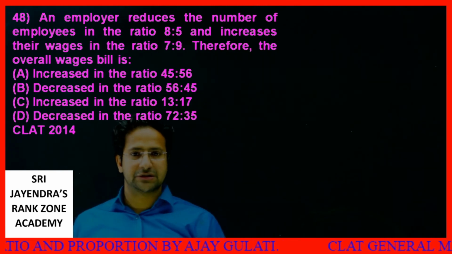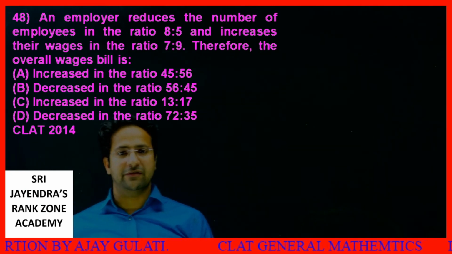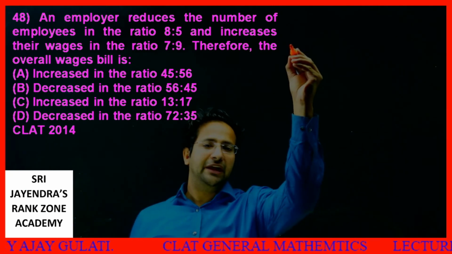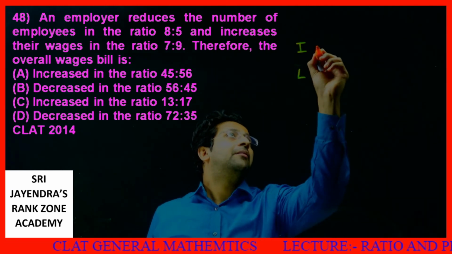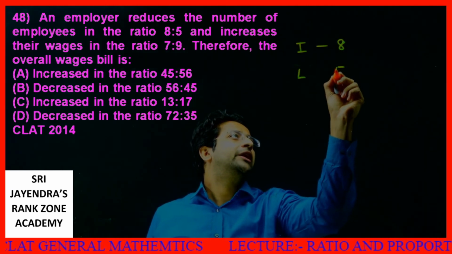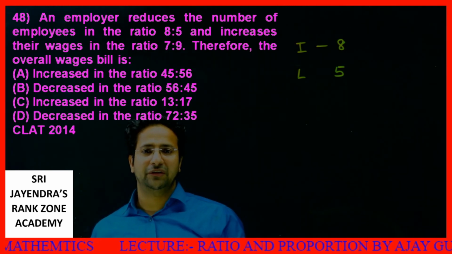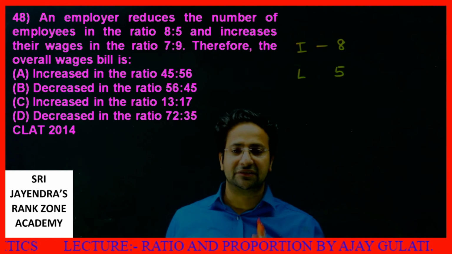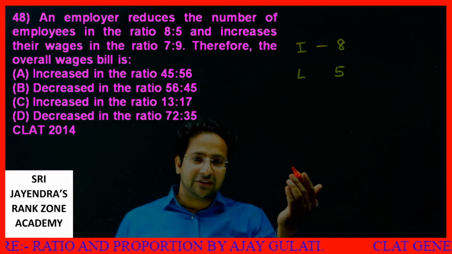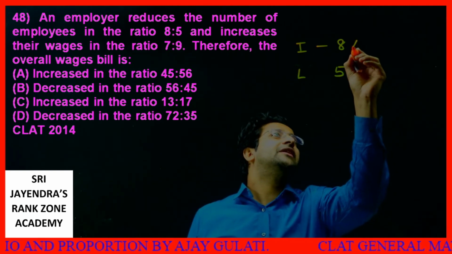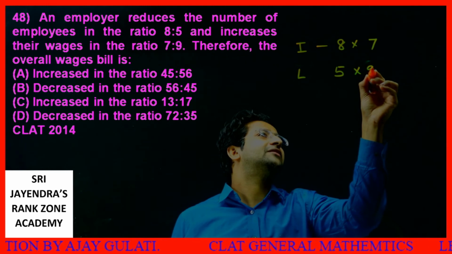Next question, dear students. An employer reduces the number of employees in the ratio 8:5, let's say initially and later. Initially the number of employees were 8, now later these employees are 5. He reduces the number of employees in the ratio 8:5 and increases their wages in the ratio 7:9. If these 8 people were getting a salary of 7, now these 5 people are getting a salary of 9.